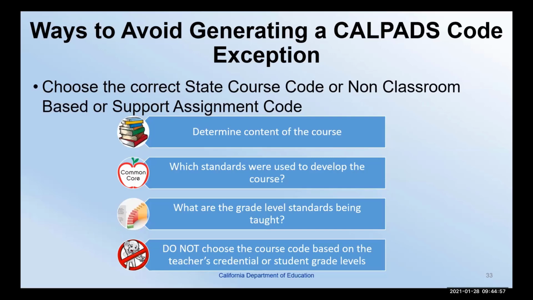Secondly, standards. That is probably the most important thing. What were the standards used to develop the content of the course? We run into this with media arts courses, and we run into it with career technical education courses. So if a course was developed with the media arts standards, you should choose the media arts code rather than choosing a career technical education code, because the credentialing requirements are very, very different. If a course was developed with the CTE standards, it's a CTE course.